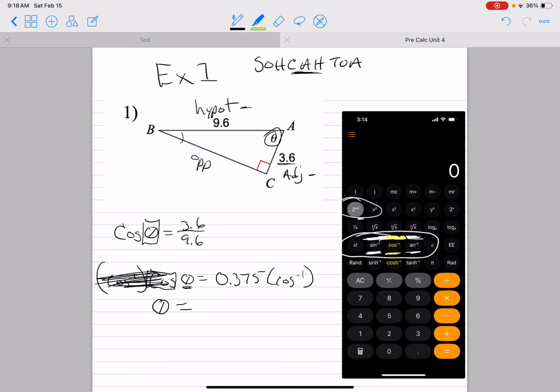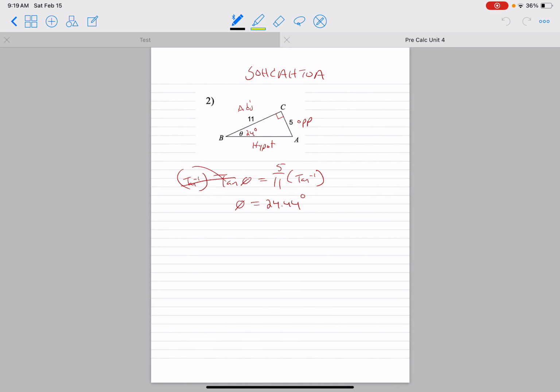Let me go ahead and do that as well. Arc cosine, and on your calculator it says ACOS, and 0.375. It tells you that this is a 67.97 degree angle. Again, this is an angle measurement. So theta, this is how many degrees that angle is.